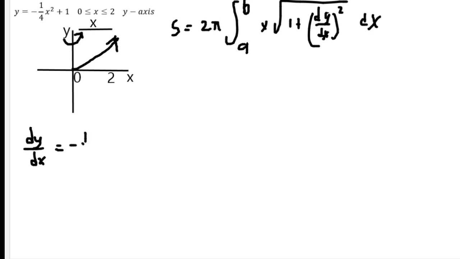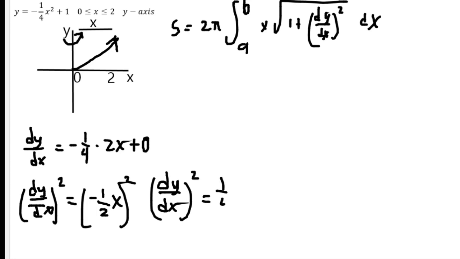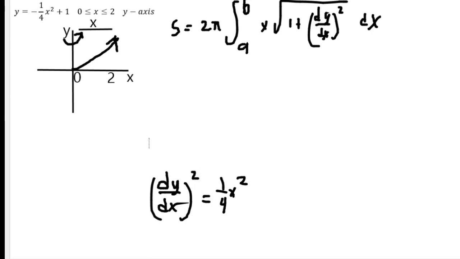So if we're going to differentiate, we're going to take the derivative of y with respect to x. So let's do it. So negative 1/4 times 2x. We're just making this quick though. So we got negative 1/2 x. And then what we're going to do is raise it to the second power. So we got dy/dx squared, and that's going to be, let's just distribute the second power, 1/4 x squared. Okay, let's just put it in our equation now.